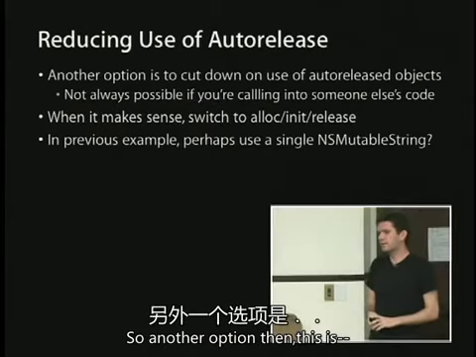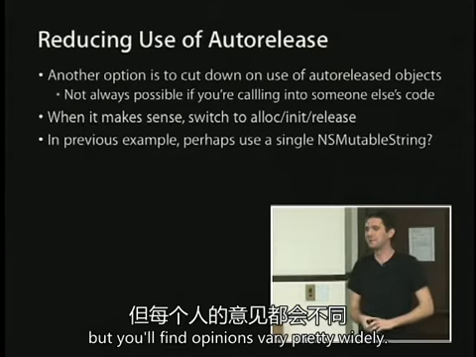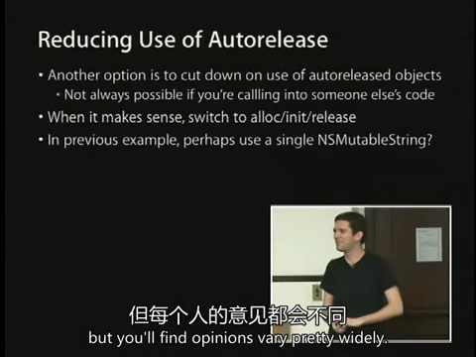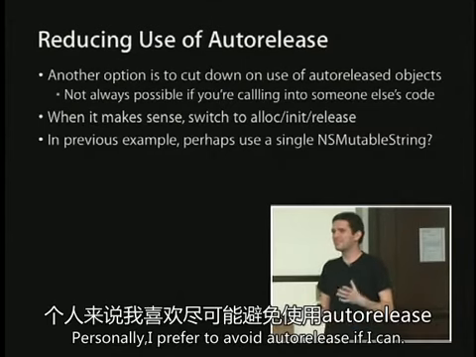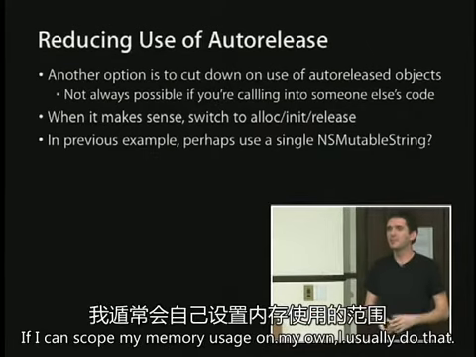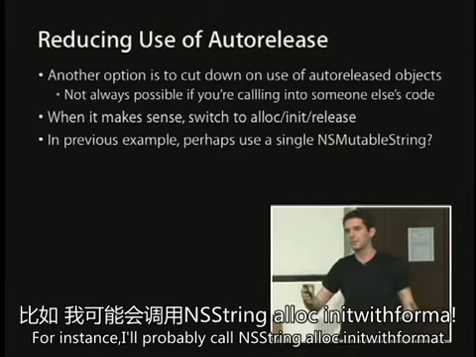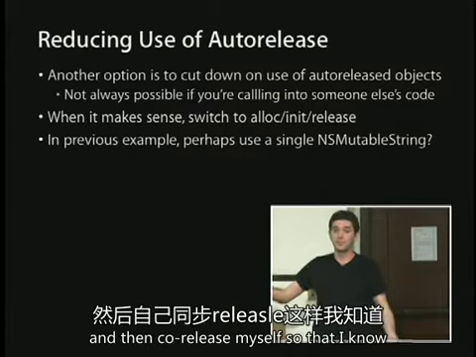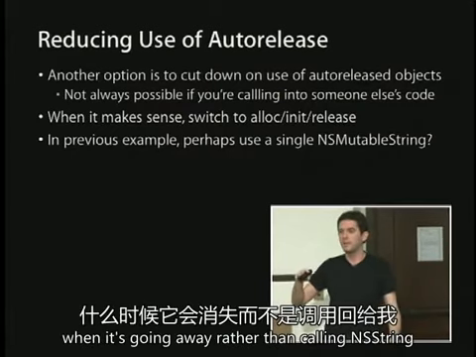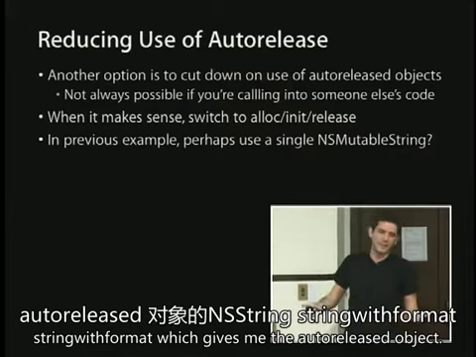So another option, and I'm personally in favor of this in general, but you'll find opinions vary pretty widely. Personally, I prefer to avoid auto-release if I can. If I can scope my memory usage on my own, I usually do that. For instance, I'll probably call NSString alloc init with the format, and then call release myself so that I know when it's going away, rather than calling NSString string with format, which gives me the auto-released object.